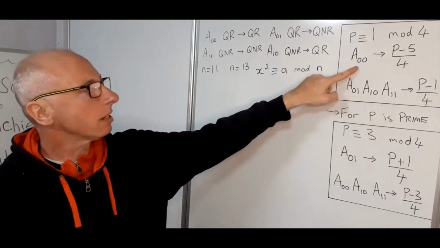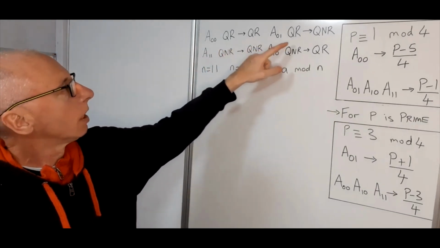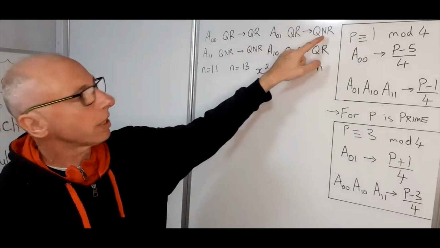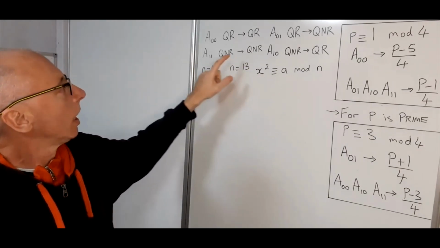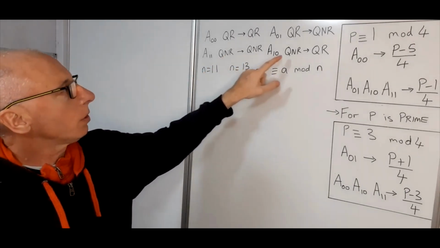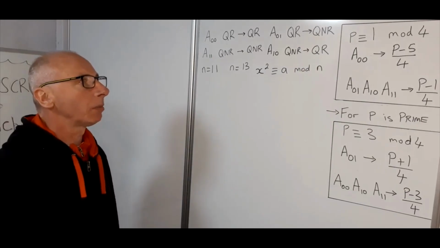with these rules. For A00, a quadratic residue follows a quadratic residue. A01, a quadratic residue is followed by a quadratic non-residue, i.e. if this number doesn't yield a solution. Then non-residue to non-residue, and then non-residue to residue. So that covers all the possible cases for every number in the set.